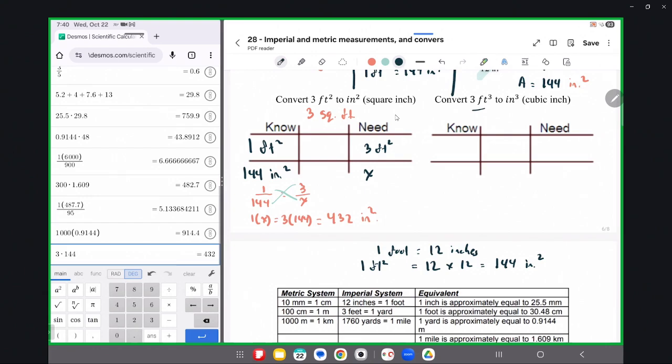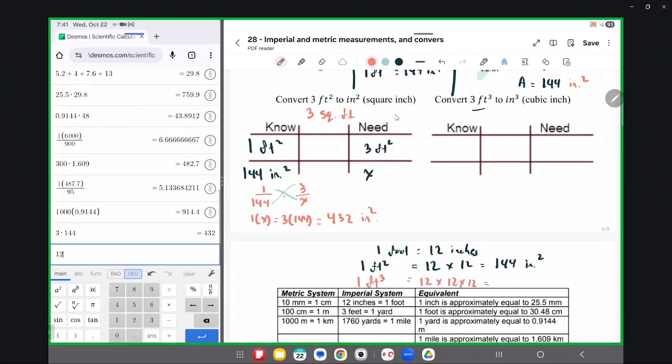The calculation for that, well, your intuition might be telling you, do we just multiply by another 12? You sure do. And so in that case, 1 cubic foot is equal to 12 times 12 times 12, which is going to be 1,728 cubic inches. And that's the calculation.